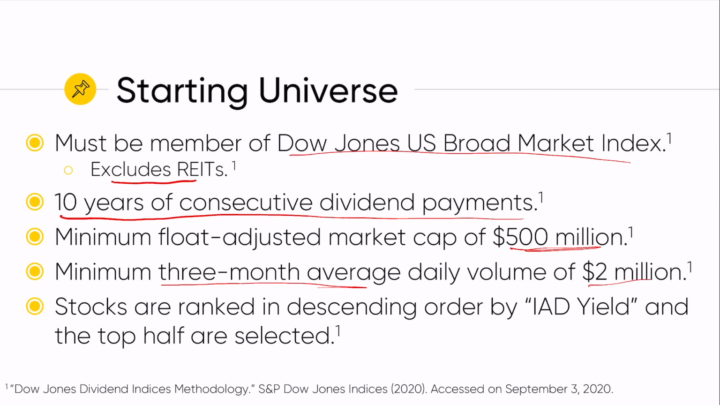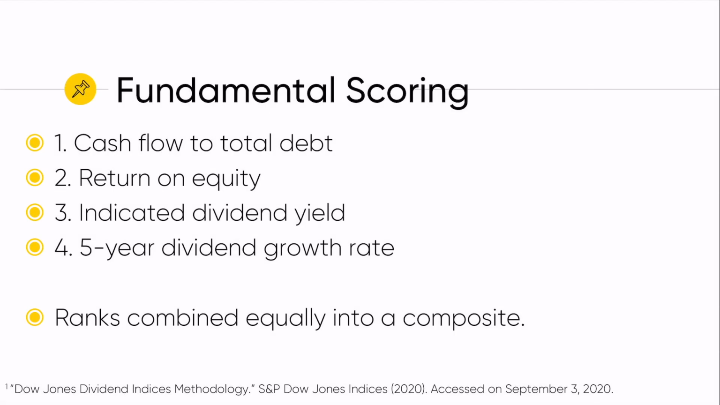And then the stocks are ranked in descending order by IAD yield, which is essentially dividend yield. And then the top half of those are selected and proceed on to the next criteria. Say you've got 2,500 stocks that make it through these kind of broad requirements. The top half of those would basically leave you with 1,250. Basically, you're going to end up with a decent amount of stocks passing this initial starting universe. That then takes us to the next step.